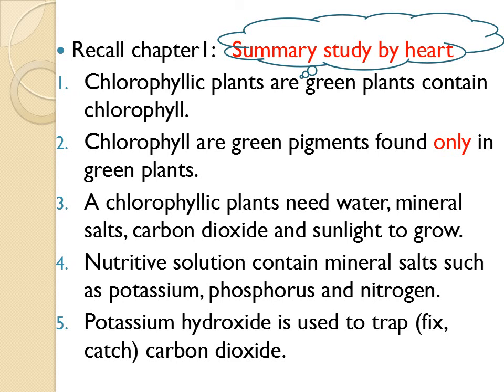Chlorophyllian plants need water, mineral salts, carbon dioxide, and sunlight to grow. It needs carbon dioxide, not all the air, it needs only carbon dioxide. Nutritive solution contains mineral salts such as potassium, phosphorus, and nitrogen. And potassium hydroxide is used to trap, catch the carbon dioxide. So these are the main points that we took in the last chapter.